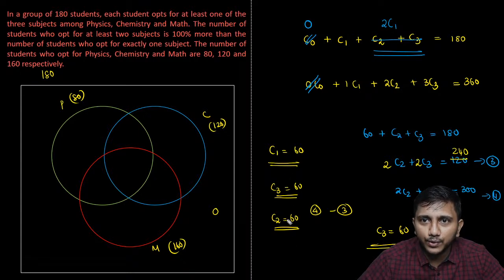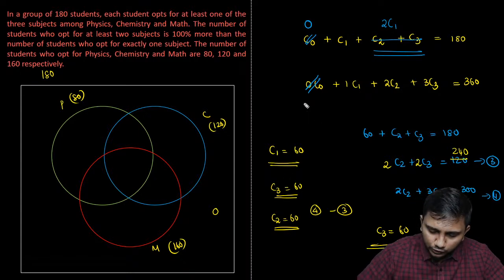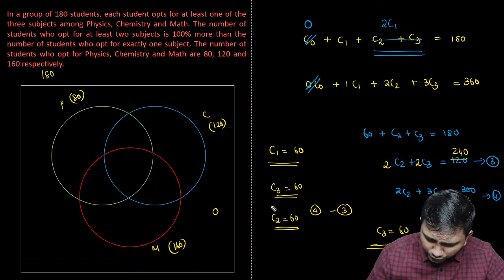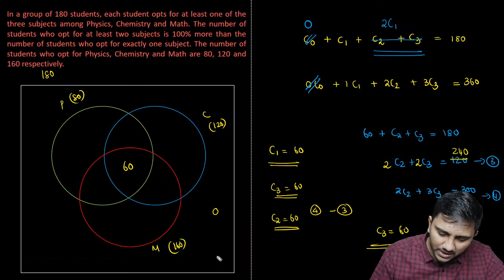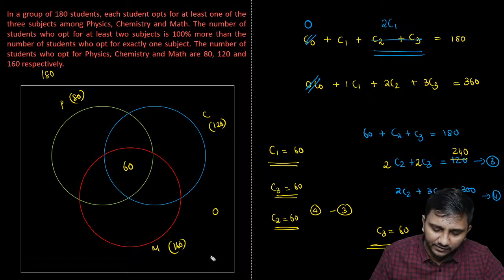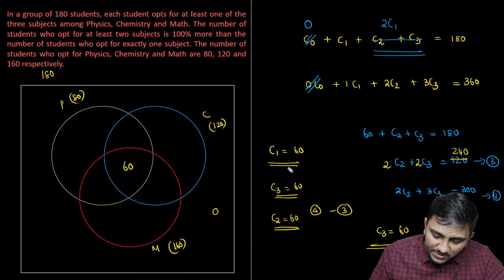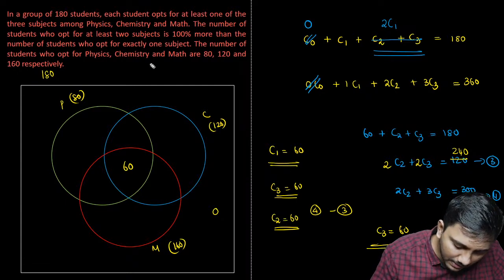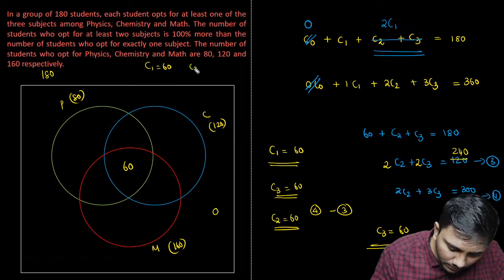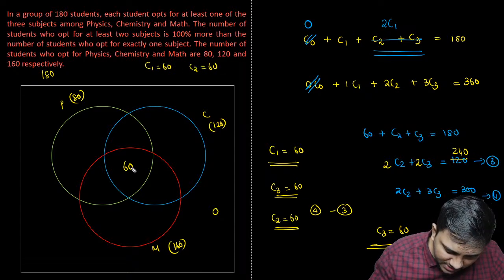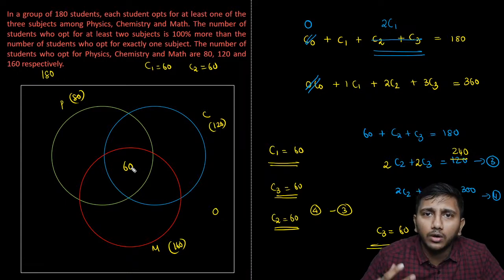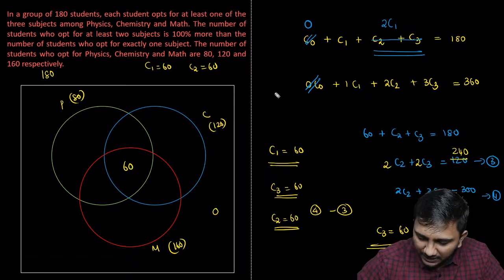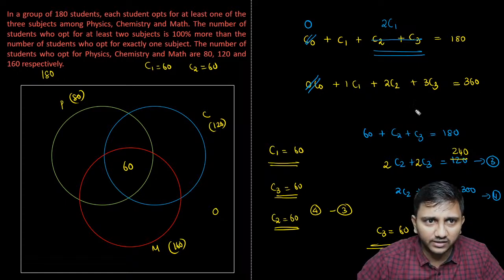Now we are going to take these three things forward into our discussion. So let me just put it here. C3 is 60, I can directly put that here. C1 will be 60, C2 will also be 60. Now with that information, we can get into the questions and start solving the questions one by one. So let me get rid of whatever is there here, which is not necessary for us anymore.